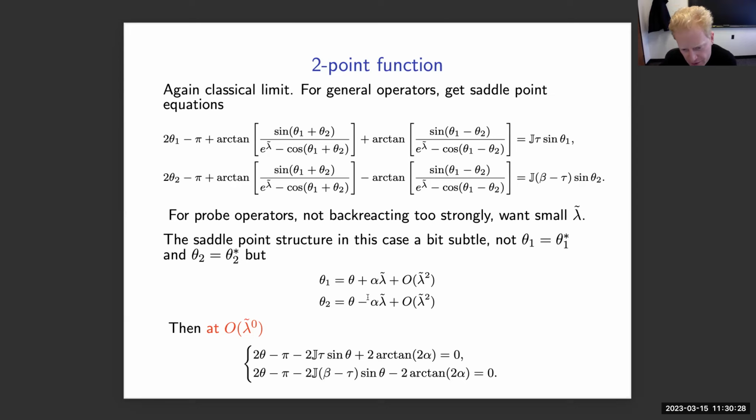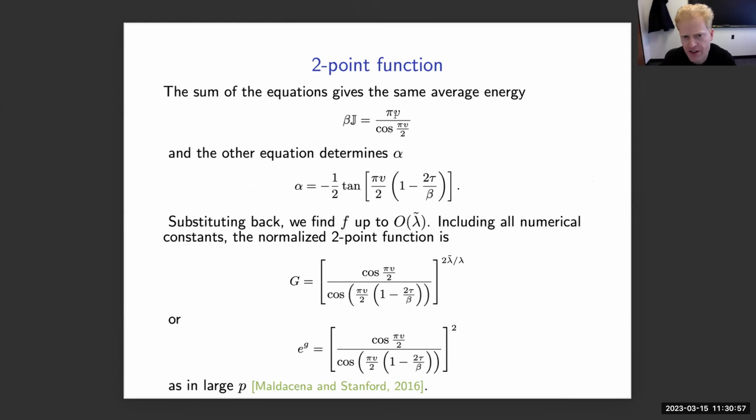But the subtlety is that even though the two saddle point values differ only at order lambda tilde, this alpha will enter in the saddle point equations already at order lambda tilde to the 0. So it will essentially come to a lower order when we plug it back. Then the saddle point equations just simplify. The sum of these saddle point equations just gives us the same equation. So V is related to theta just as before, and we get the same equation that relates the temperature to the average energy. And the difference of the equations will just fix for us this alpha. And the rest is the same.